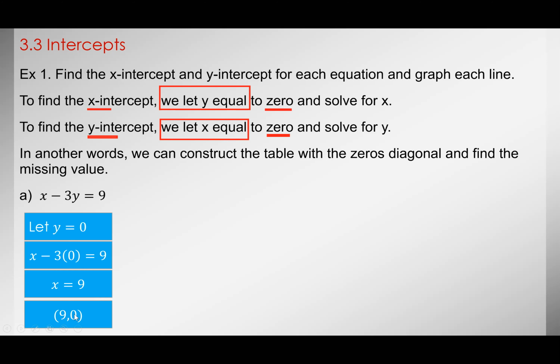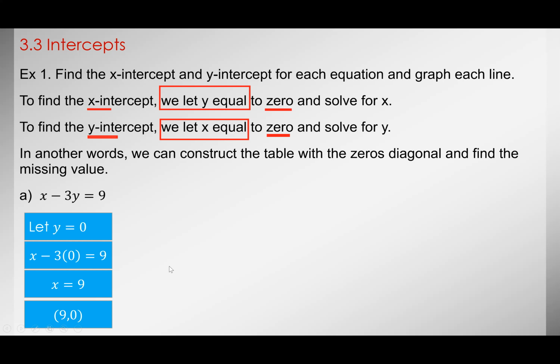Y is equal to 0, that's why my ordered pair is 9, 0, meaning it's telling me go to the right 9 spaces and just stay there. That's where this line crosses the x-axis.